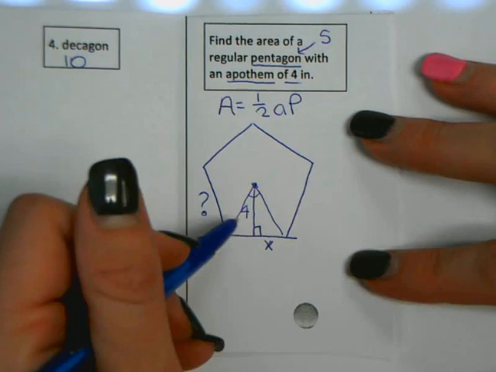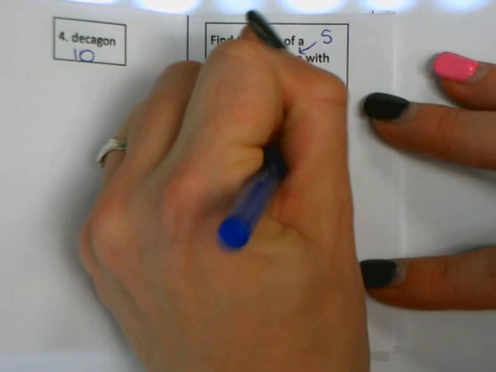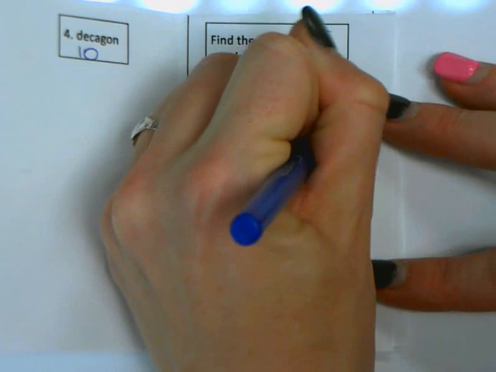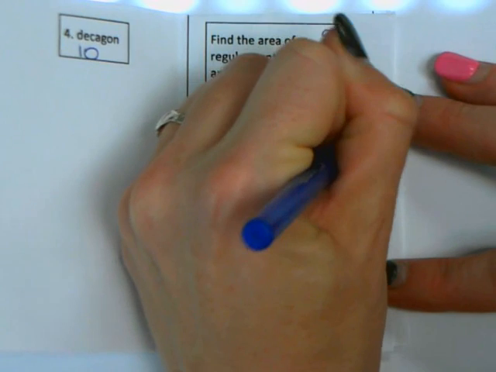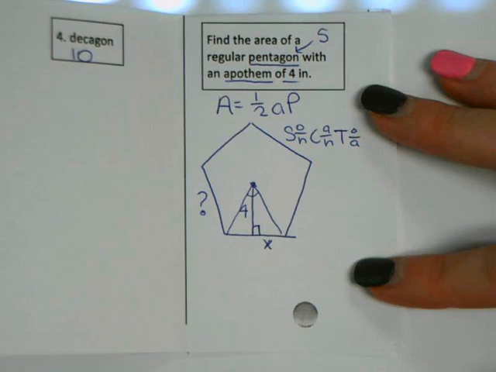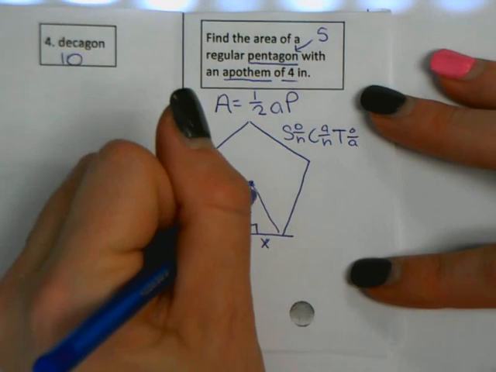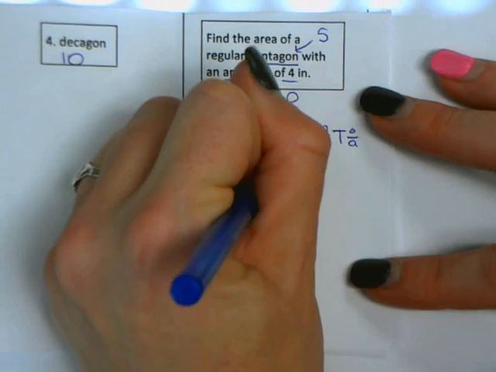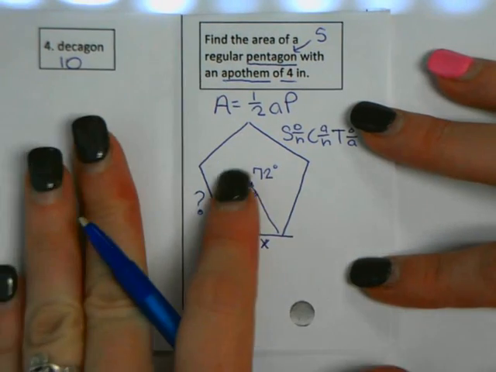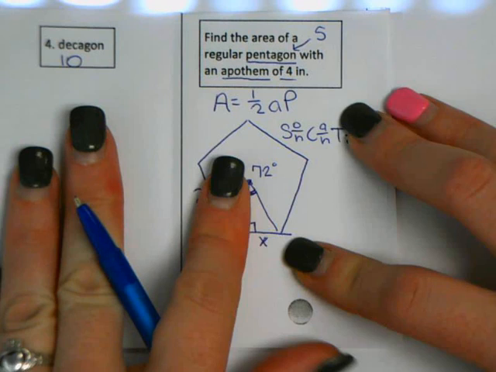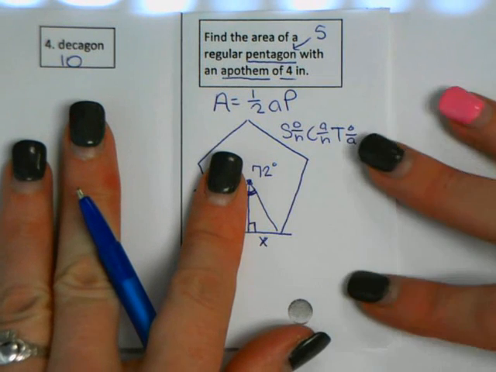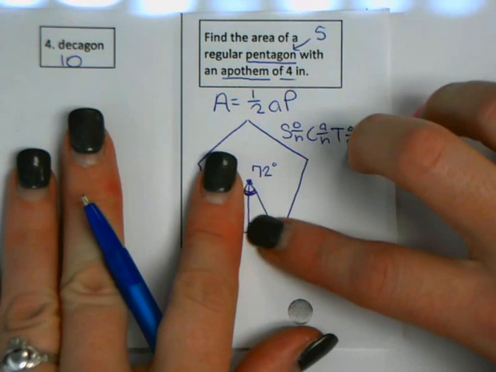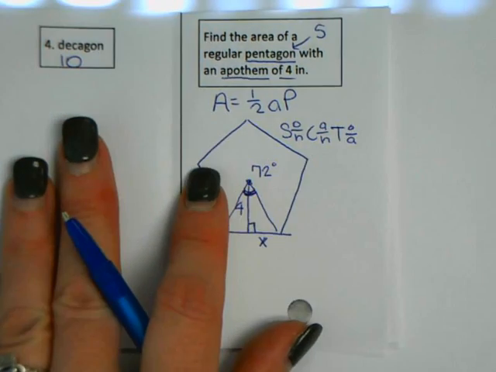Remember, if I have an angle and I have a side, then I can find the other side. So if you don't remember, jot yourself a little note about SOHCAHTOA. And here's what we're going to do. So first I need to know my central angle. We already found it on the first page. It was 72 degrees. And I'm only going to look at the right triangle.